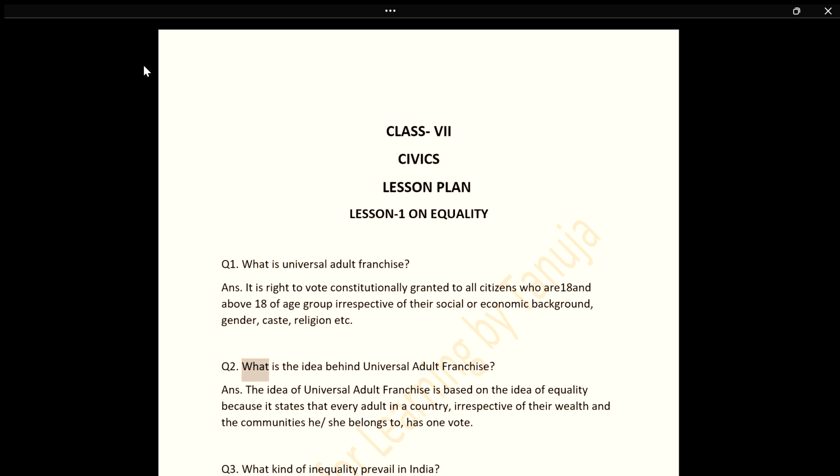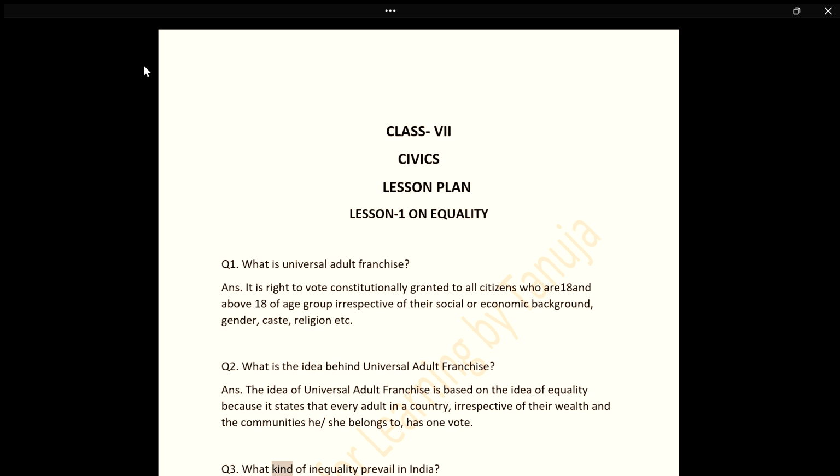Q2. What is the idea behind universal adult franchise? Ans. The idea of universal adult franchise is based on the idea of equality because it states that every adult in a country, irrespective of their wealth and the communities he/she belongs to, has one vote.